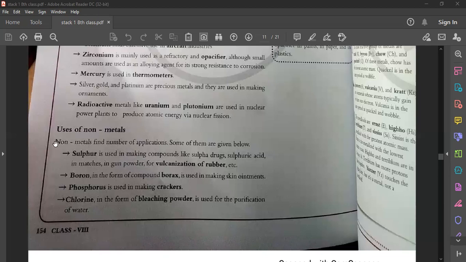Okay, so next one is chlorine. So what is the bleaching powder formula? CaOCl2. Formula for bleaching powder. Calcium oxychloride. Calcium oxychloride is the formula for the bleaching powder.